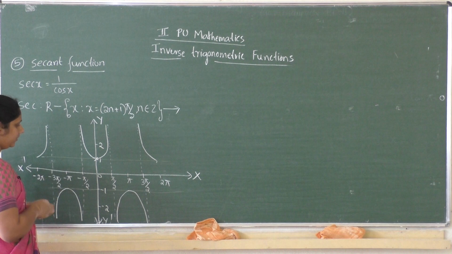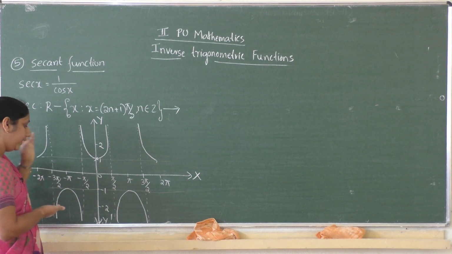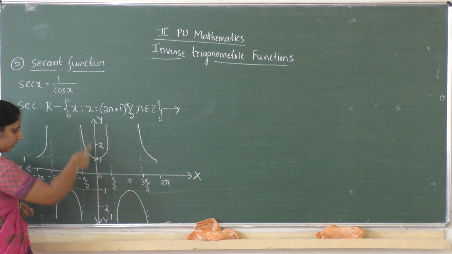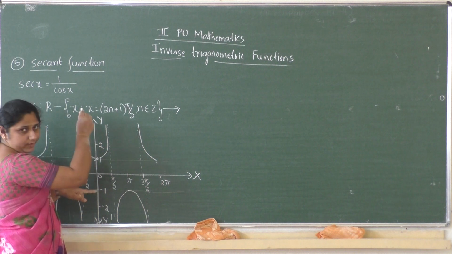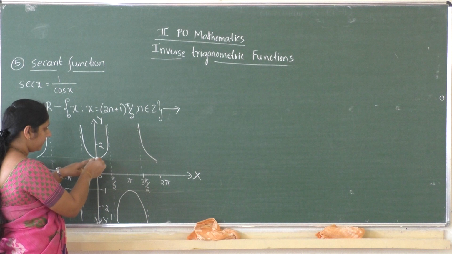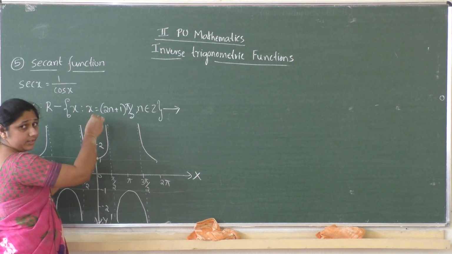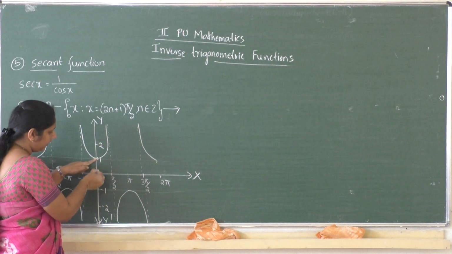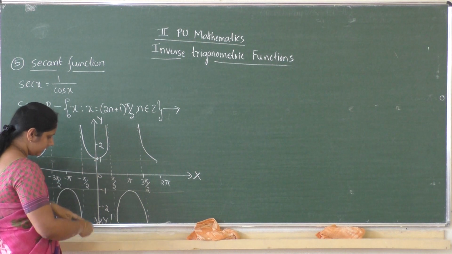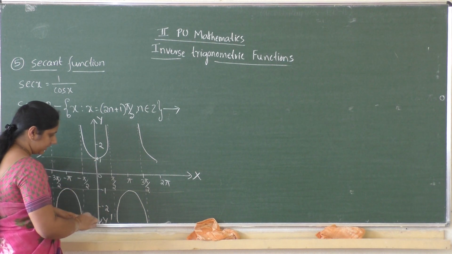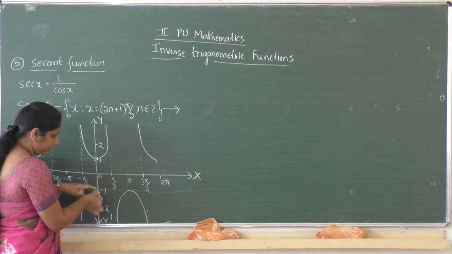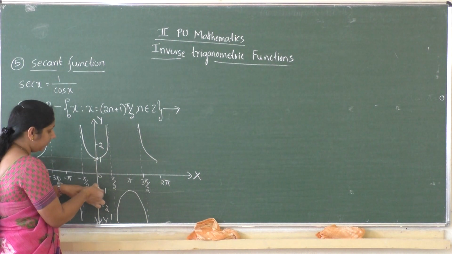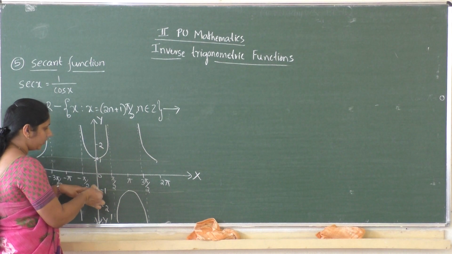Now see the range. How to find the range? We have to see along the y-axis. On the positive side of the y-axis, the graph starts from 1 and goes above 1. There is no graph between 0 and 1. Similarly, on the negative y-axis, the graph goes from minus infinity up to minus 1. Between minus 1 and 0 there is no graph.